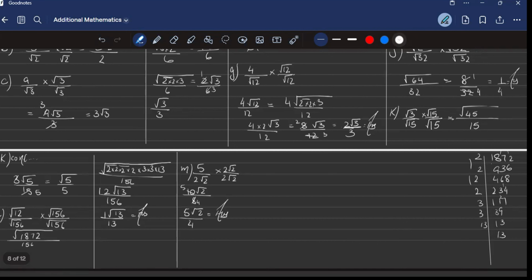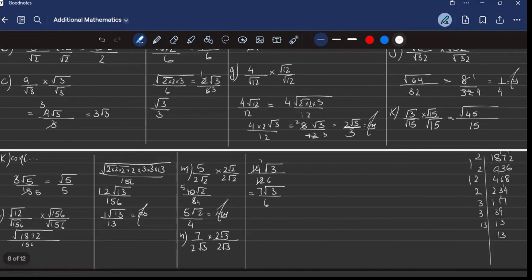Proceeding on to part N, which is 7 divided by 2 under root 3. So we basically multiply and divide by under root 3 again. 7 twos are 14 under root 3 divided by 2 twos are 4, and 4 multiplied by 3 is 12. So 2 sixes are 12, 2 sevens are 14. That is equal to 7 under root 3 divided by 6. That is it for part N.